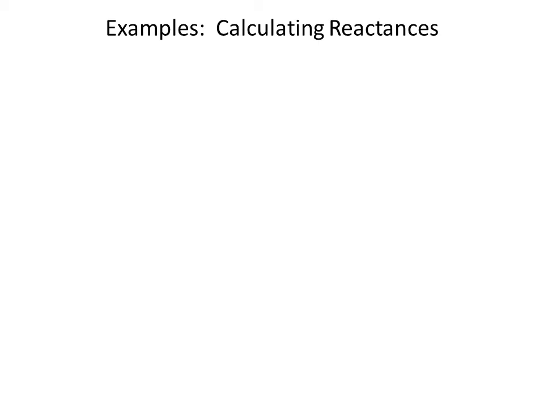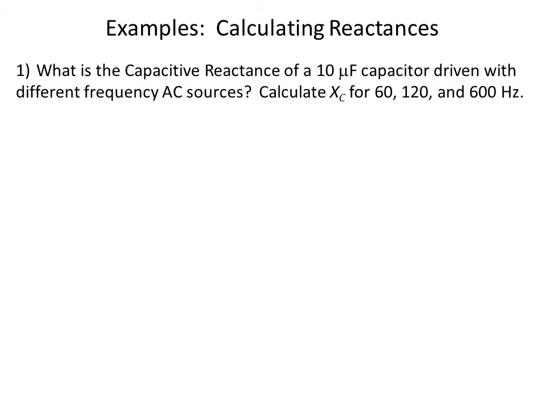Let's look at some examples for calculating reactances. First, what is the capacitive reactance of a 10 microfarad capacitor driven with different frequency AC sources? We'll calculate X sub C for 60, 120, and 600 Hertz. X sub C is equal to 1 over the angular frequency times the capacitance. We need to write this instead for the regular frequency, so that is 1 over 2 pi times F times the capacitance.